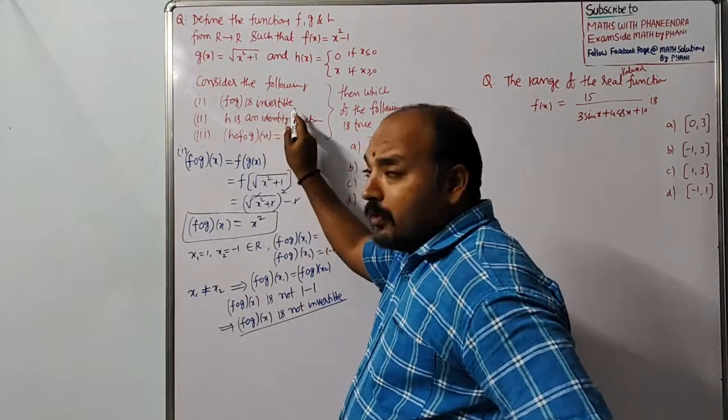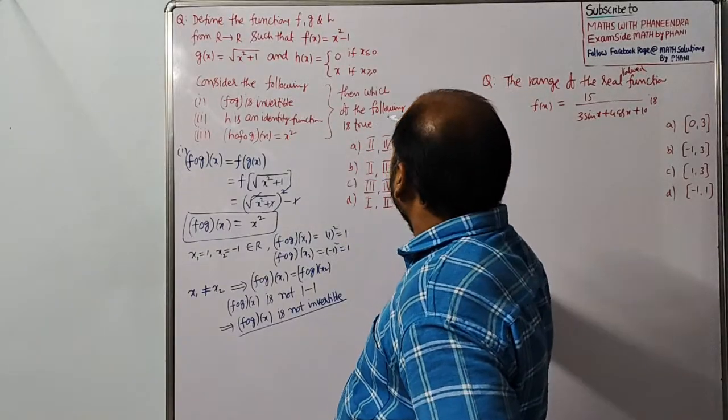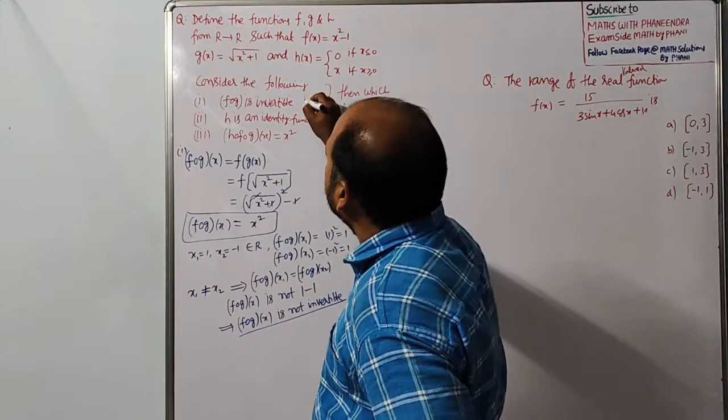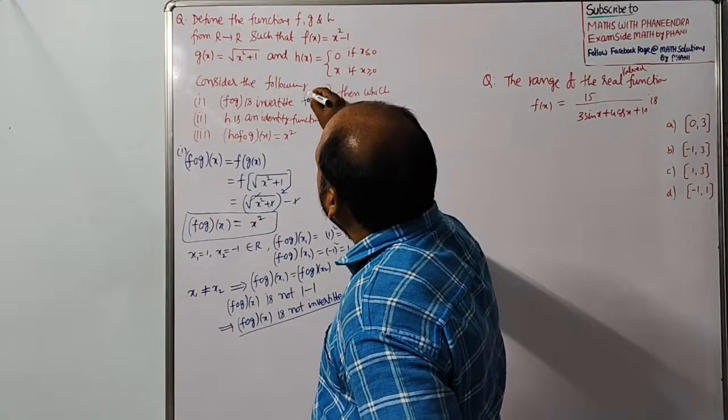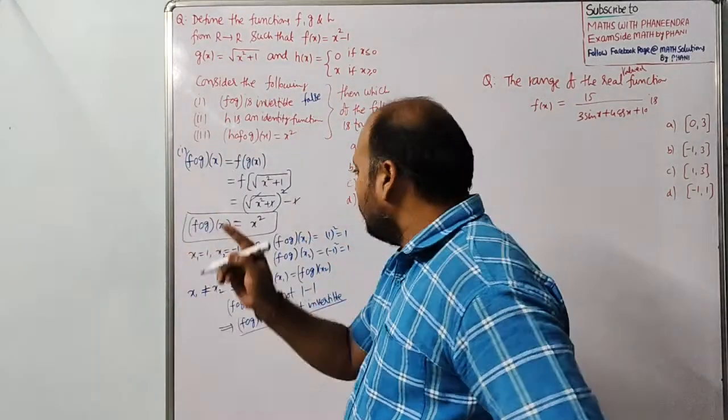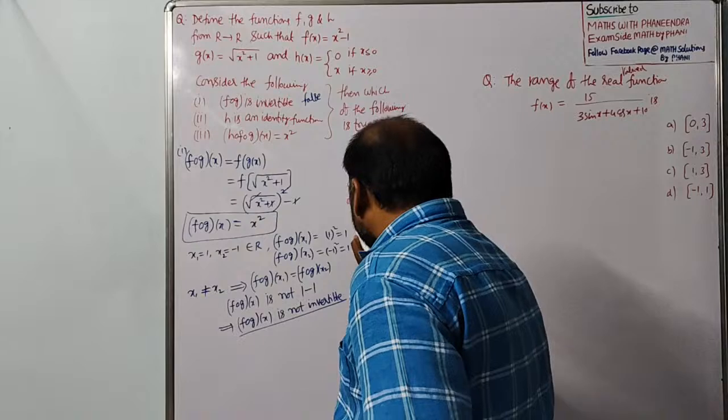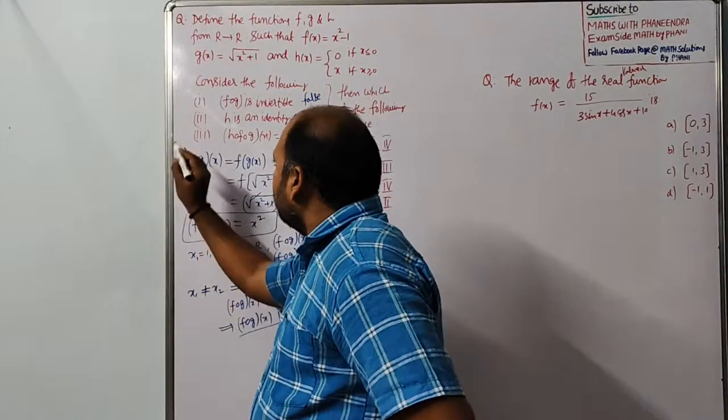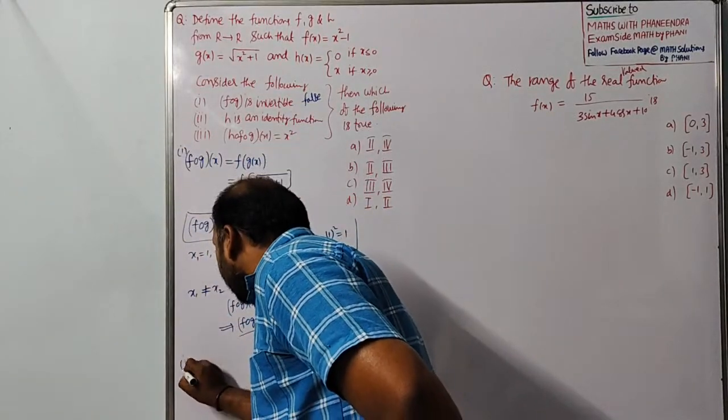But it is given that it is invertible. So what is the truth statement here? This is a false statement. So the first one is false. We proved it. Next, that was about the first one. Second one, what is given?